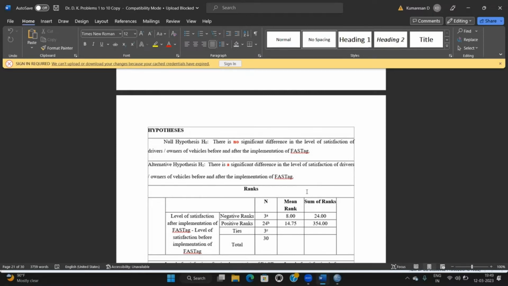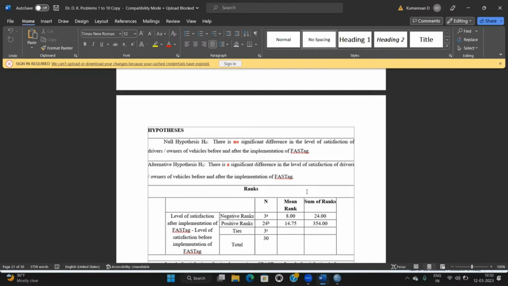That's all. So here, there is a similarity between the paired sample t-test and the Wilcoxon test. That is, the number of samples is 1 and the number of data is 2. But the difference is, earlier the data was scale data, now the data is ordinal data. So we call the Wilcoxon test the non-parametric equivalent to the paired sample t-test.